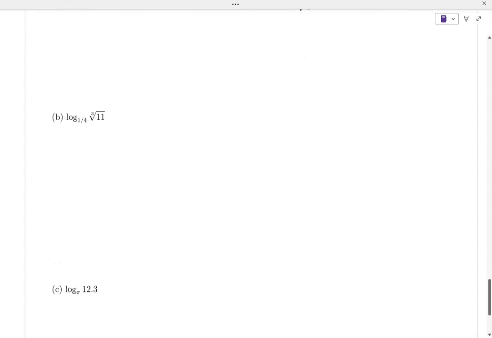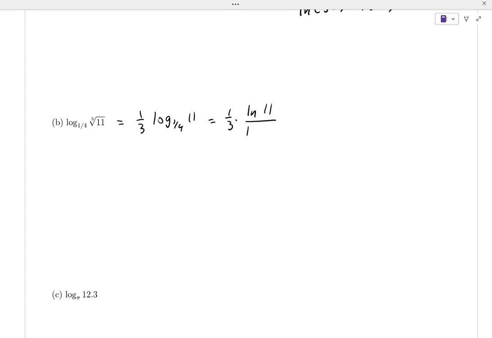You can do the same thing for the other ones. Doesn't matter what it is. So again, I could move the 1/3 down in front if I want to, right? I could make this a 1/3 power and then move it down in front. Or you could type the whole thing in your calculator, you'll get the same number. Okay? So in this one, you could move the 1/3 down in front first. Make it a 1/3 power and then move the power down. And then use your change of base formula. You could do it that way.